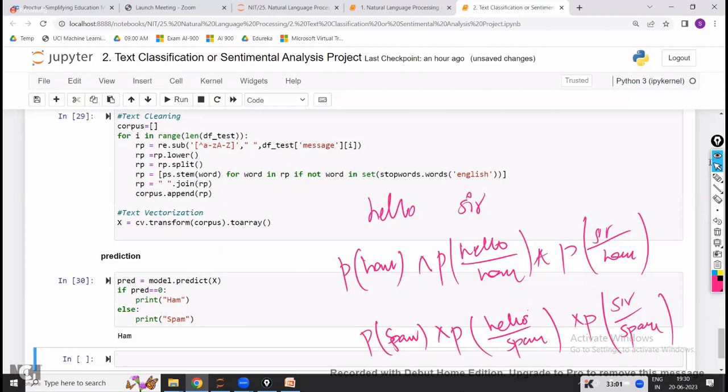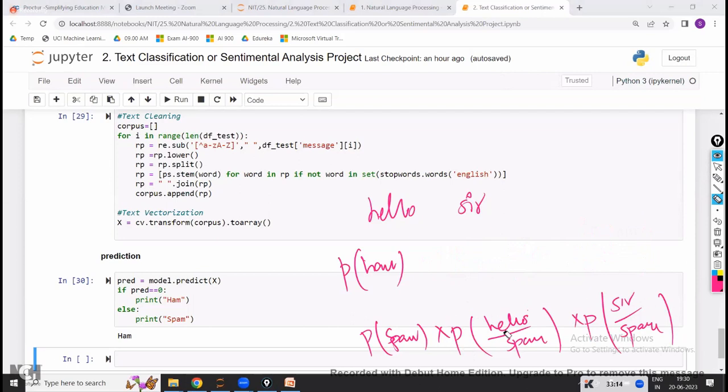Sir, assume that "hello" and "sir" are not there in my entire data. How has it worked then? It has ignored them. If both the words are not there in the ham and not there in the spam, by default which has more probability? Ham has more probability. That is the reason it shows ham as the output.